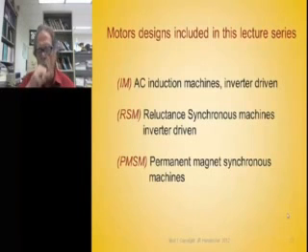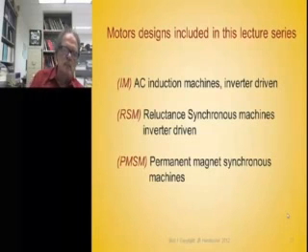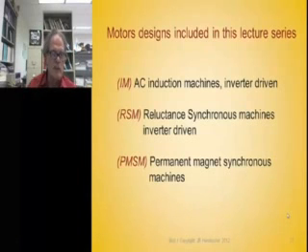And then we're going to take the same stator, or a similar stator, from an induction machine and replace the squirrel cage induction rotor with a reluctance synchronous rotor and drive that with the same type of inverter, and see what we have to do to optimize the rotor for that.